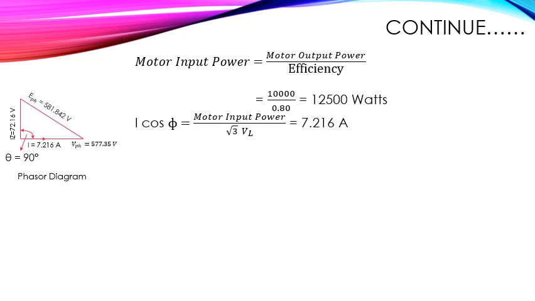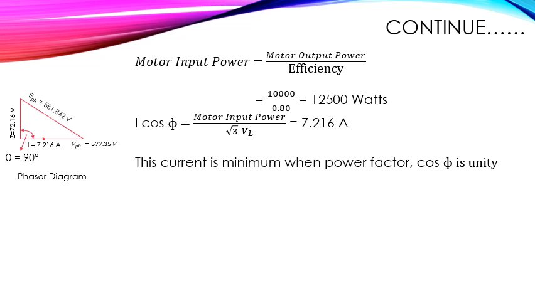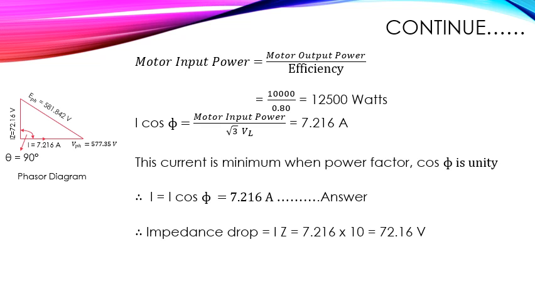So we will get the I cos phi as 7.216 amperes, and this current is minimum when the power factor is unity. So with this unity power factor, we can say that this I is equal to I cos phi. Then using this current, we can find out the impedance drop. So put the value of this minimum current and the synchronous reactance per phase. So that is the product of 7.216 and 10. So the impedance drop is 72.16 volts. Now this is the phasor diagram.